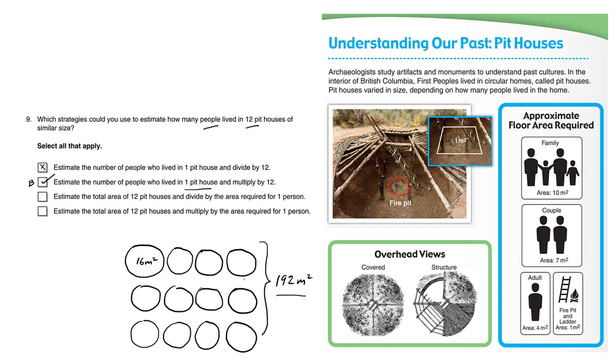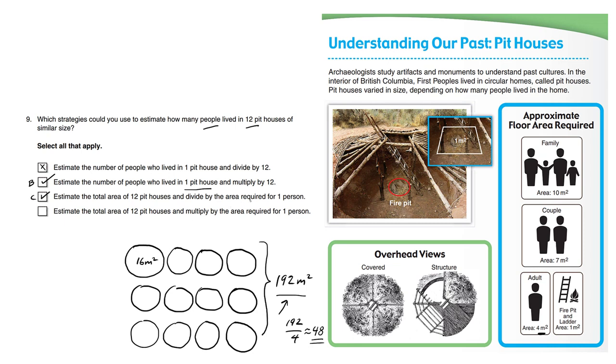Now in this community, we know that lots of people live here, but how can we possibly guess? We refer back to the chart where it says that the area required by one adult is 4 meters squared. So when we take this number, 192, and you divide it by the area required for one person, we can estimate the number of adults who live here. And so we could say there may be around 48 people living in this community. So choice C is also valid.